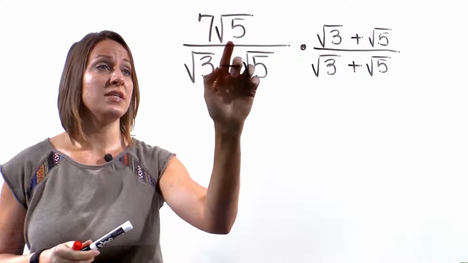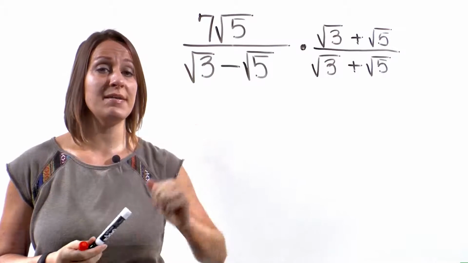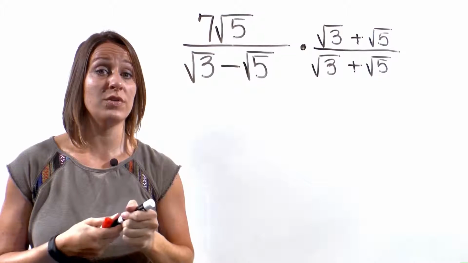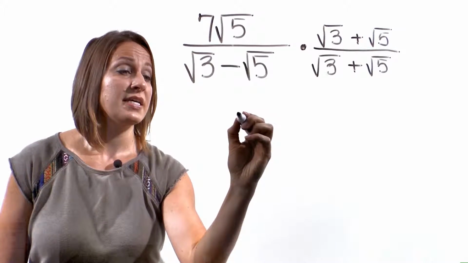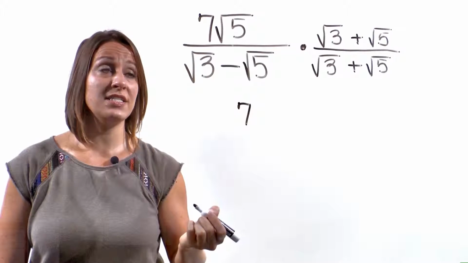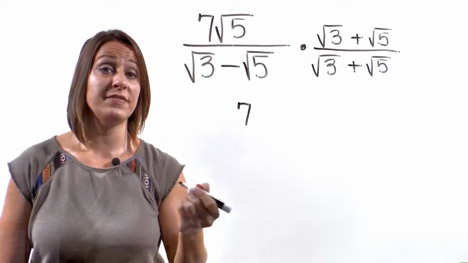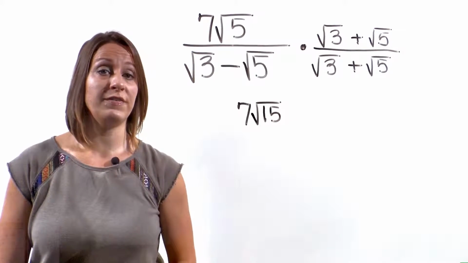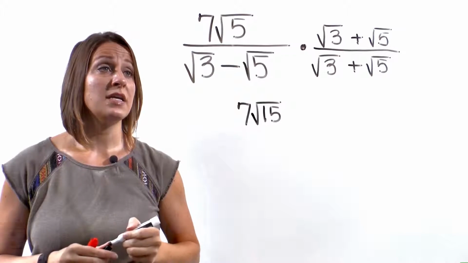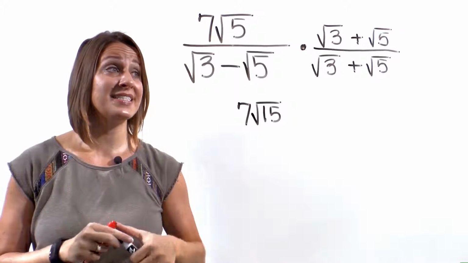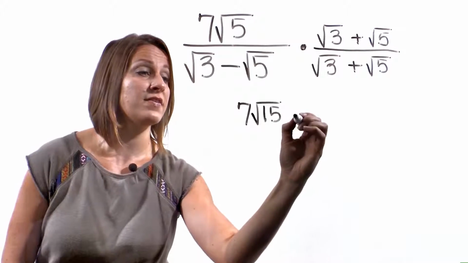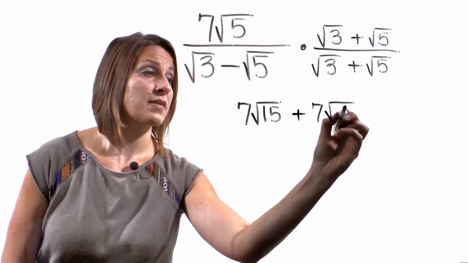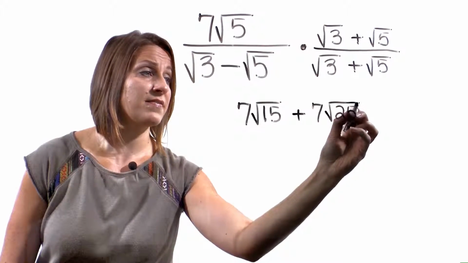We have 7 square root of 5 times the square root of 3. Because these are both square roots, we can multiply the numbers on the inside of the radical. The 7 stays on the outside, and then the square root of 5 times the square root of 3 is the square root of 15. Next, 7 square roots of 5 times square root of 5. Again, the 7 stays on the outside. And 5 times 5 is 25.